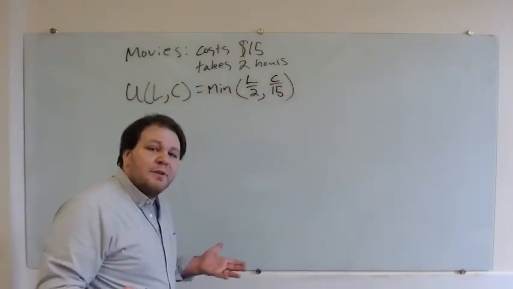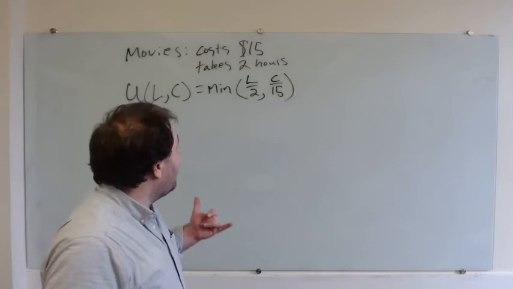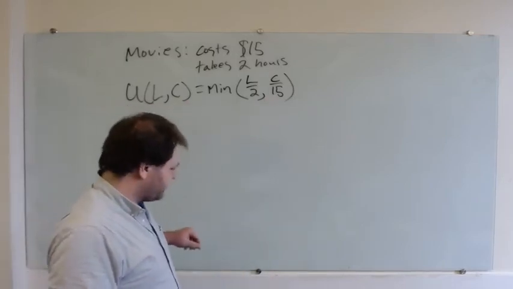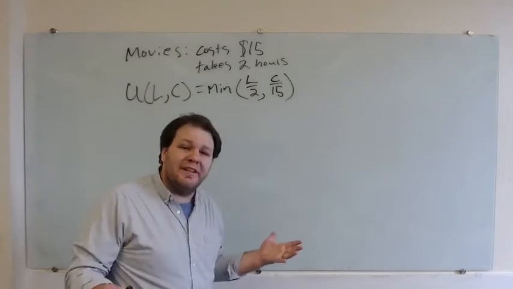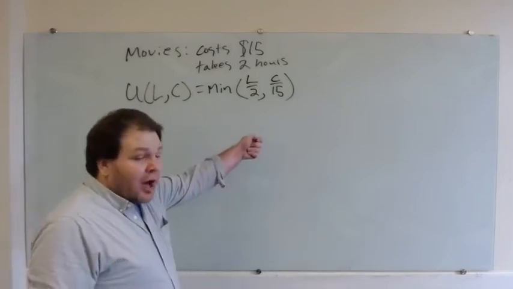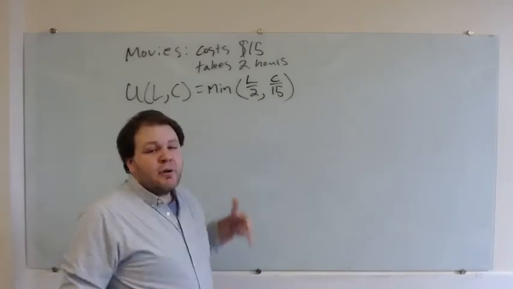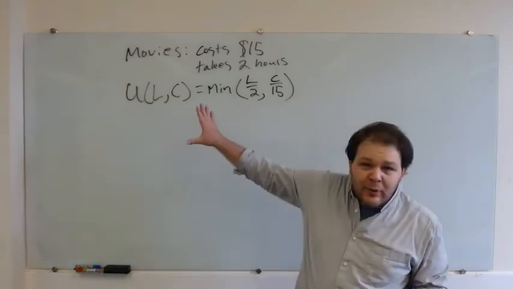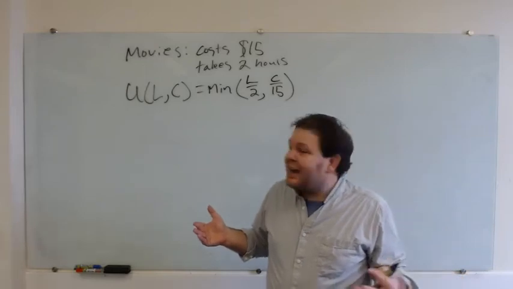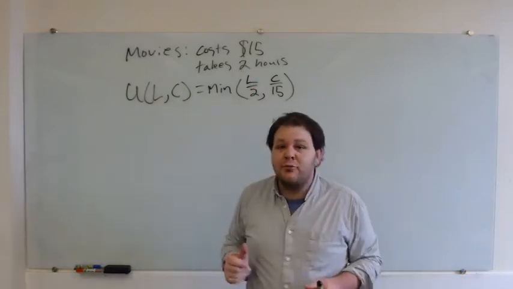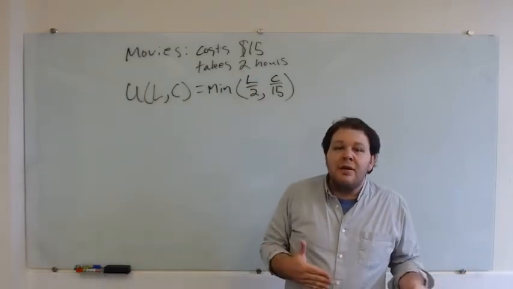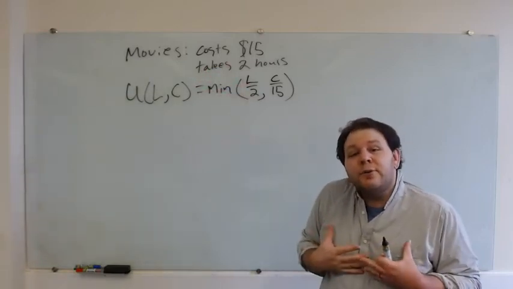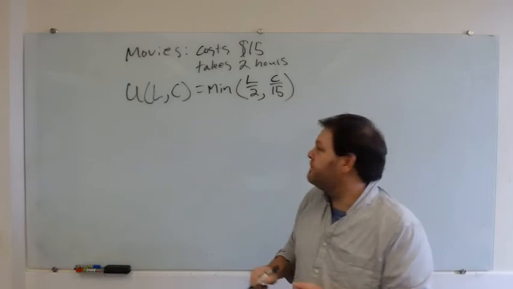So if you had 4 hours of leisure and you had 30 bucks, your utility level would be 2, because you could see 2 movies. If I gave you an extra $1, it wouldn't do anything for you because you couldn't see any extra movies. Cool. So in this case, if you're the cinephile, then your preferences over leisure and consumption are going to be perfect complements because they're used together in a fixed ratio. They're only useful to you when you're using them together.